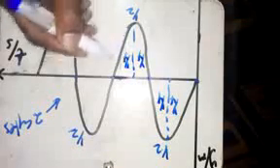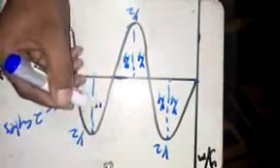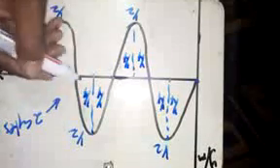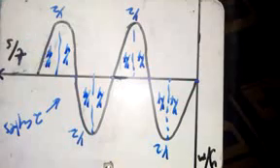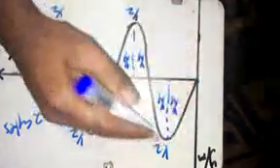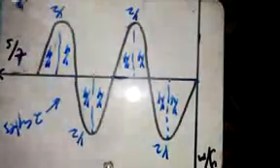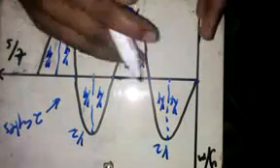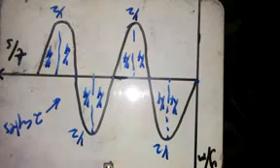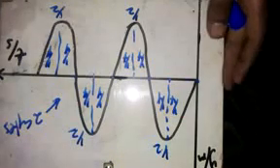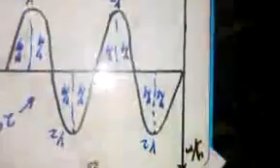This is quarter of the cycle. This is also quarter. This is quarter. This is the same. Quarter of the cycle. Therefore, when you sum up all the quarters, you'll get two cycles. In simple language, in these illustrations, I have two cycles. But what is time period? Time period does not talk about two cycles.